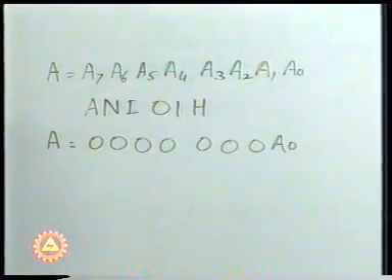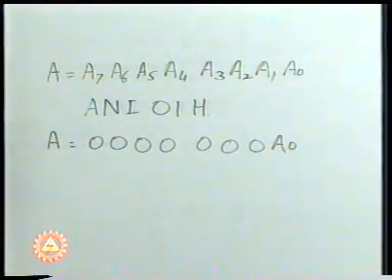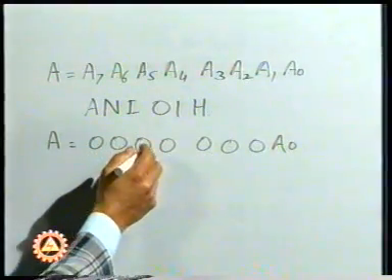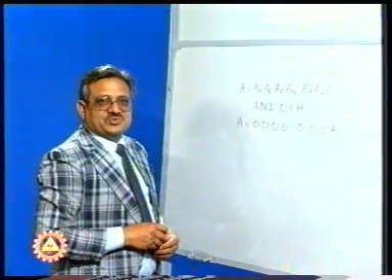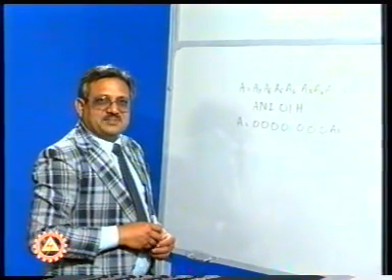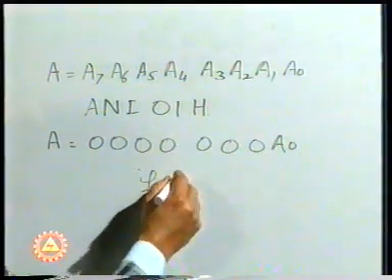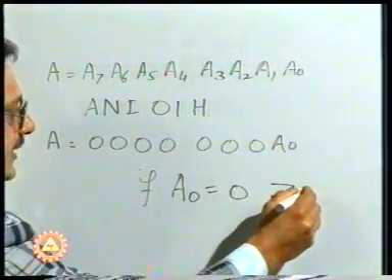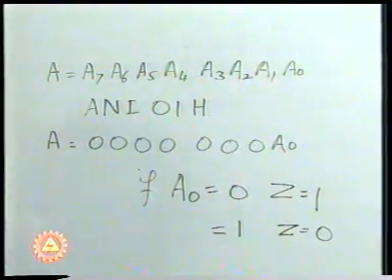First we discuss masking. Now let the content of A be described by A0 to A7. On execution of ANI 01 instruction results in A equal to 0000000A0. That's except A0, all the bits of the accumulator have become 0. That is, in other terms, we have masked the bits from A1 to A7 by selecting ANI 01 instruction. Now, if A0 is 0, Z flag is set, and if A0 is 1, Z flag is not set.